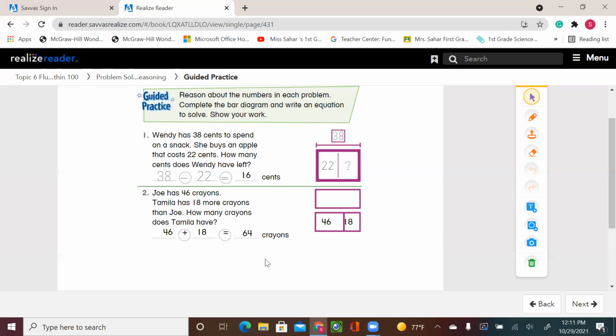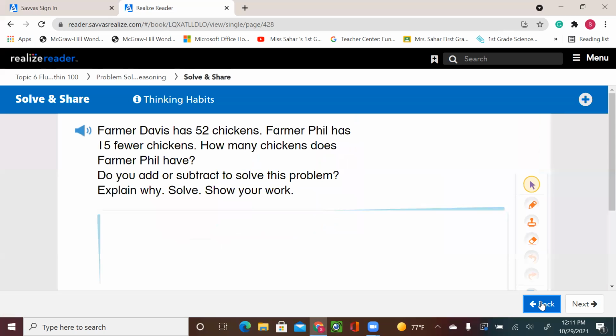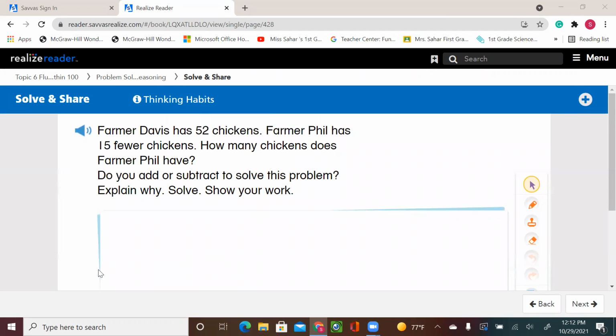Okay, so let's go back to our first exercise and see what we have here. Farmer Davis has 52 chickens. Farmer Phil has 15 fewer chickens. How many chickens does Farmer Phil have? Do you add or subtract to solve this problem? Explain why. Solve. Show your work. So we know that Farmer Davis has 52. Farmer Phil has 15 fewer. So how many chickens does Farmer Phil have?